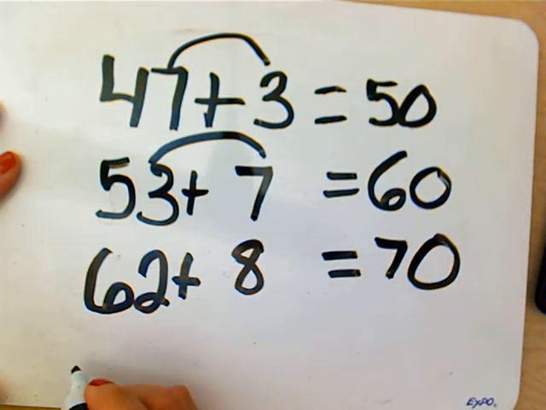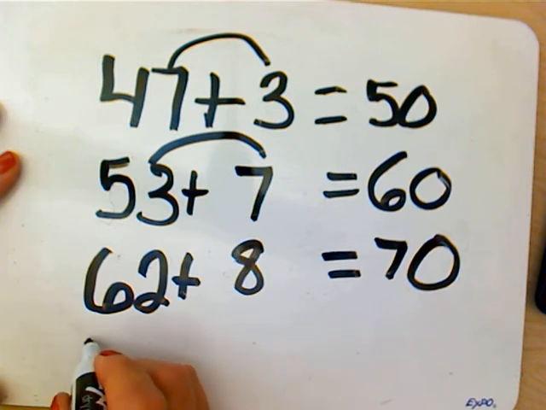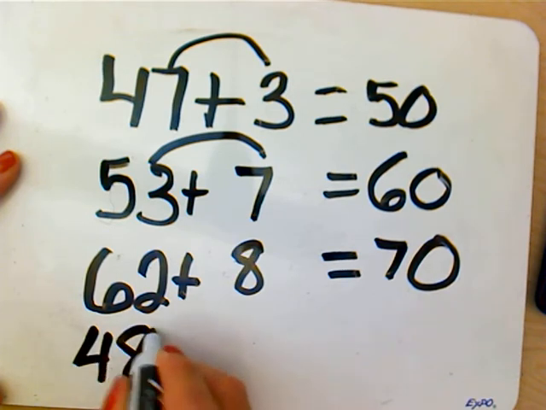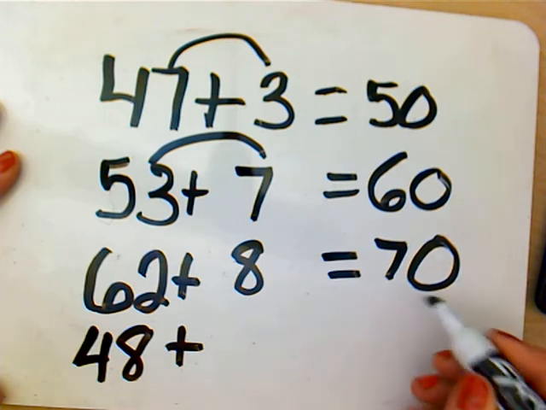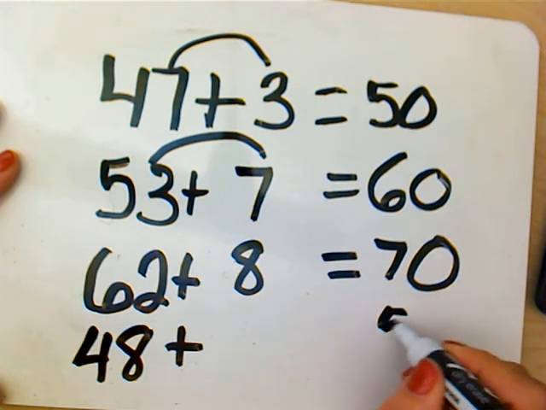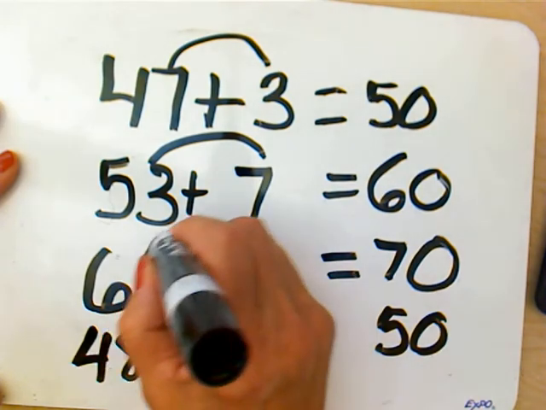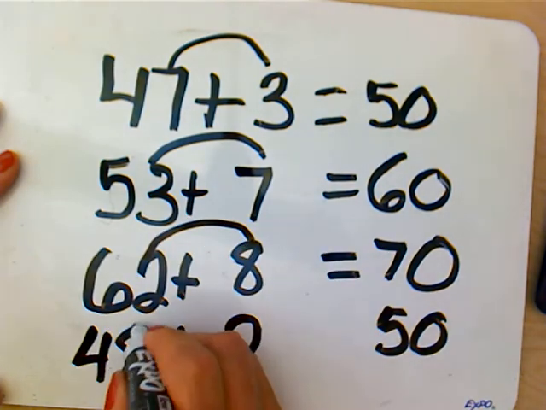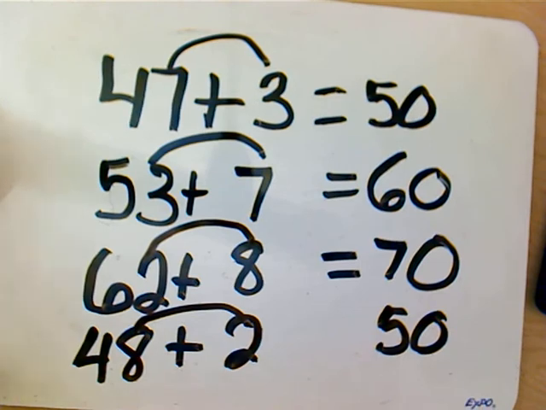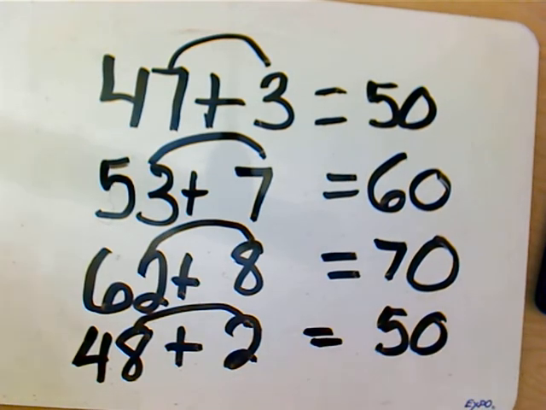And what if I had, let's say, 48. What would I need to add to the 48 to get to the next 10, which would be 50? Did you say 2? I hope you did. 8 and 2 are 10, and 18 and 2 are 20, and 28 and 2 are 30. Oops, I left out my equal sign.